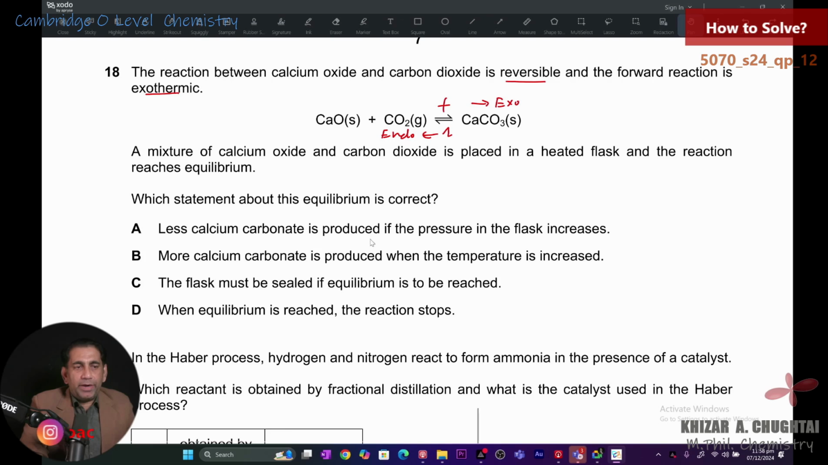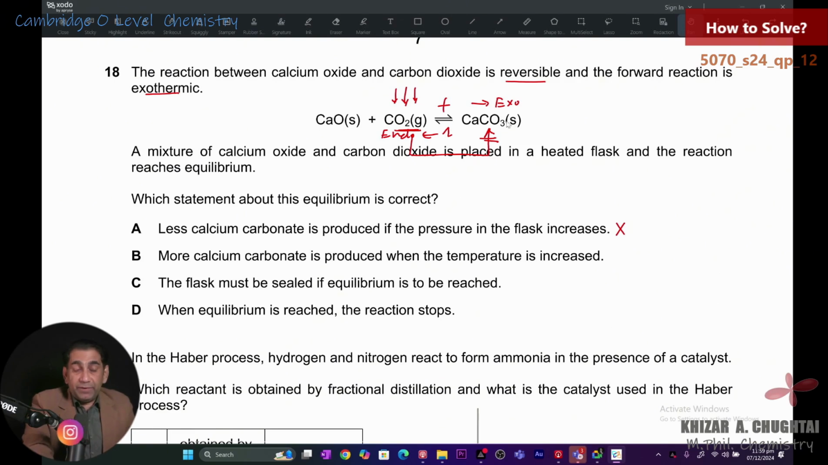Less calcium carbonate is produced if the pressure in the flask is increased. No, there is a gas on the left-hand side. When we increase the pressure, the equilibrium will shift towards the right-hand side and there will be more calcium carbonate. So one is incorrect.